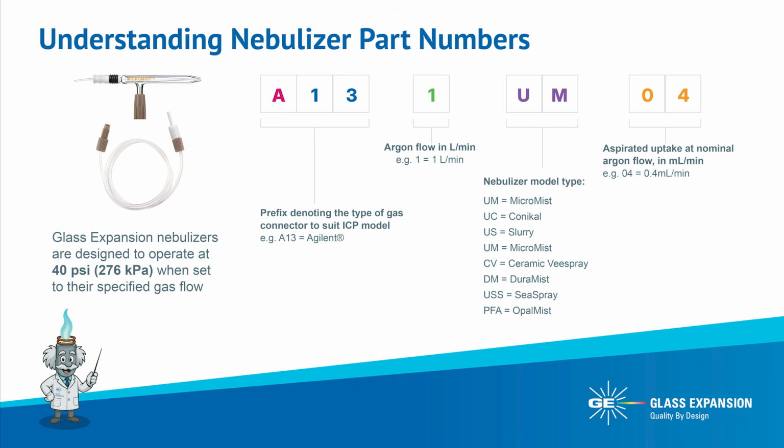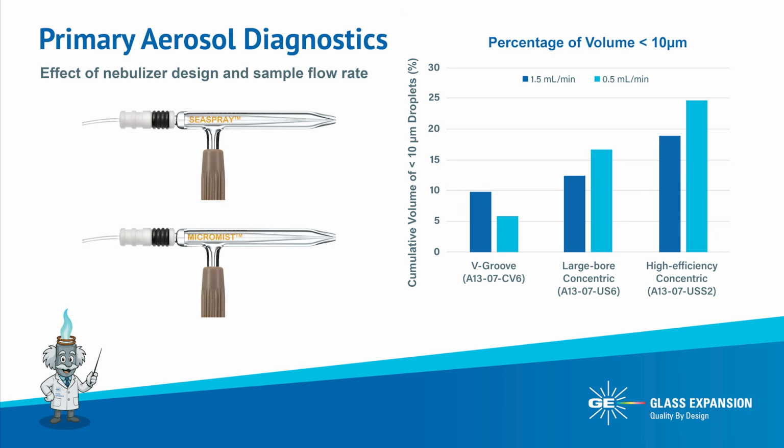We reviewed the glass expansion nebulizer product number nomenclature and how the product number can provide analysts with a great starting point for sample and gas flow rates, and the ideal back pressure should be approximately 40 psi. We showed that the design of nebulizer also affects the quality of the aerosol, and that a high-efficiency concentric nebulizer, like the SeaSpray or MicroMist, produced the highest volume of droplets smaller than 10 microns. This particular characteristic is what makes the SeaSpray and MicroMist world-renowned for their excellent sensitivity.